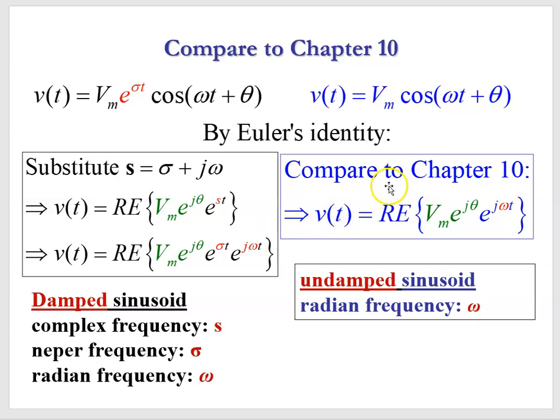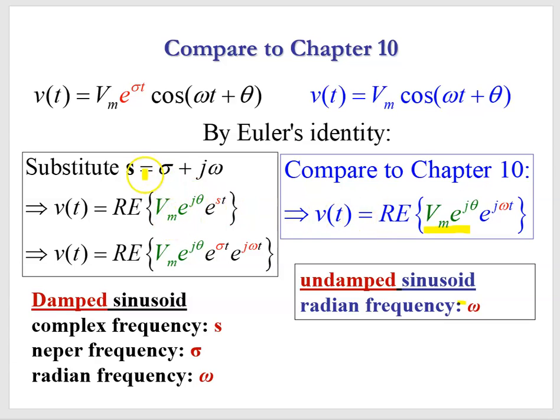So again, if we compare that to our chapter 10, what we said there was we took the real part of our Vm e to the j theta e to the j omega t. Our frequency was just a radian frequency omega. We didn't consider the plus or minus omega there. And we didn't realize that was actually an imaginary part of our complex frequency. But here was our phasor.